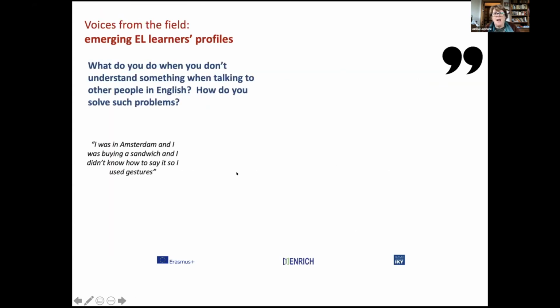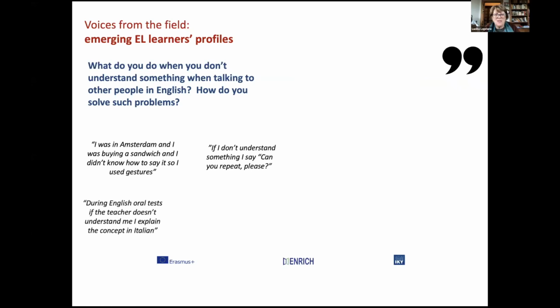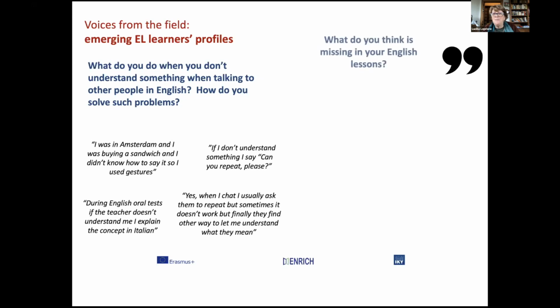This is the last one. What do you do when you don't understand something when talking to other people in English? How do you solve such problems? Well, interesting. If I don't understand something, I say, can you repeat, please? Which is a strategy already in use. If the teacher does not understand me, I explain the concept in Italian. So they translanguage and or ask to repeat.